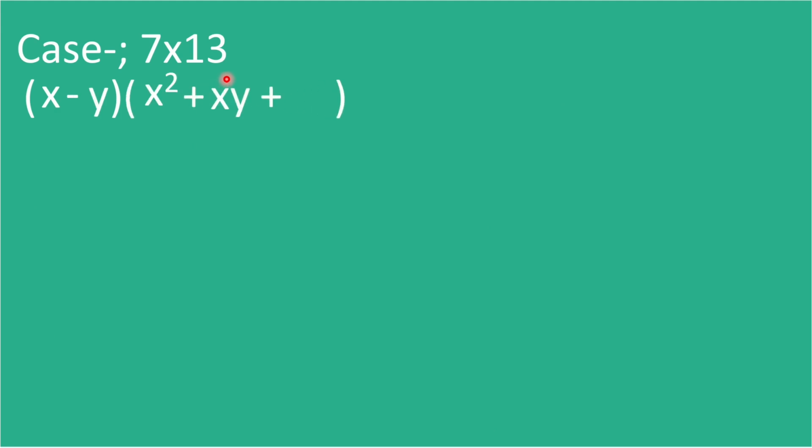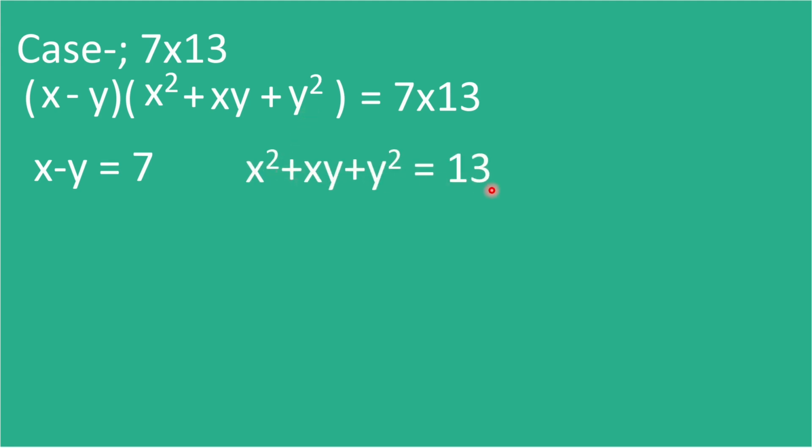So now we will rewrite our given equation, which is (x minus y) into (x square plus 6y plus y square) equal to 7 times 13, which is basically equal to 91. And now we will compare these values. So x minus y equals 7, and then x square plus 6y plus y square equals 13. And now this x minus y equals 7 means that x equals y plus 7.